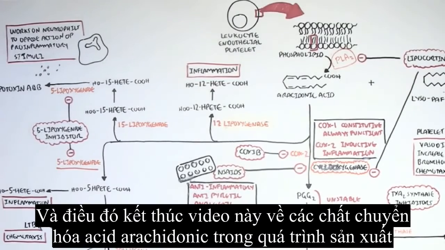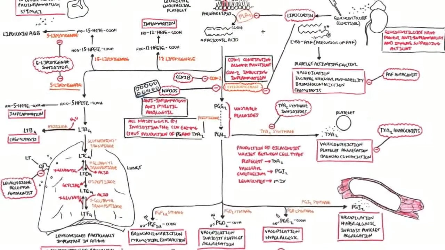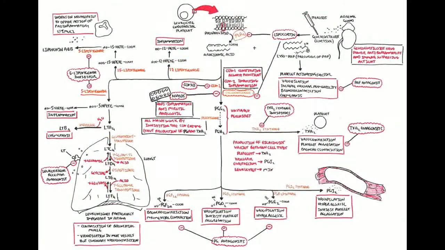And that concludes this video on arachidonic acid metabolites and the production of the inflammatory mediators, the prostaglandins, leukotrienes, and the thromboxanes.